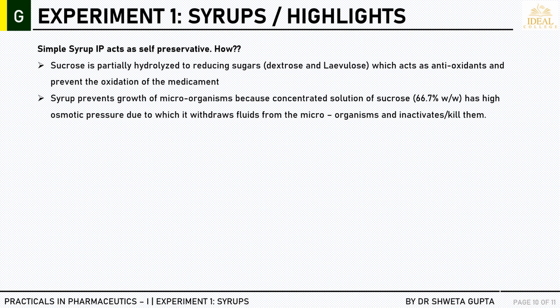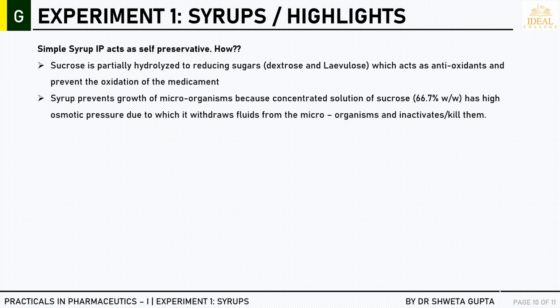Simple syrup IP acts as a self-preservative. How? Sucrose is partially hydrolyzed to reducing sugars, dextrose and levulose at the time of preparation. The levulose acts as an antioxidant and prevents the oxidation of the medicament. Thus, they become chemically stable.